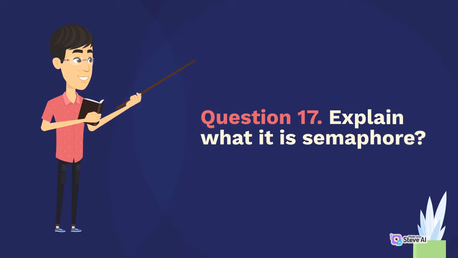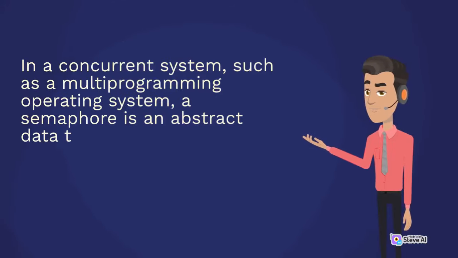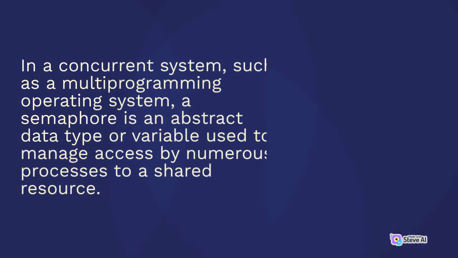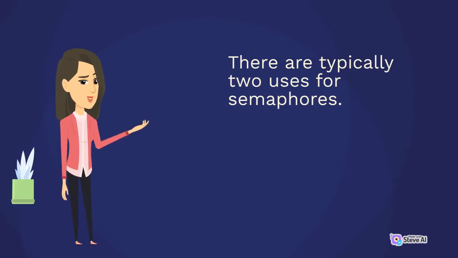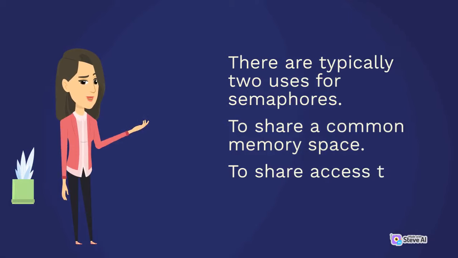Question 17. Explain what a semaphore is. In a concurrent system, such as a multiprogramming operating system, a semaphore is an abstract data type or variable used to manage access by numerous processes to a shared resource. There are typically two uses for semaphores: to share a common memory space and to share access to files.